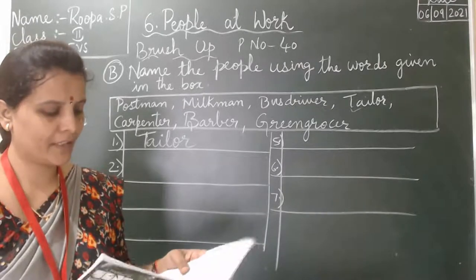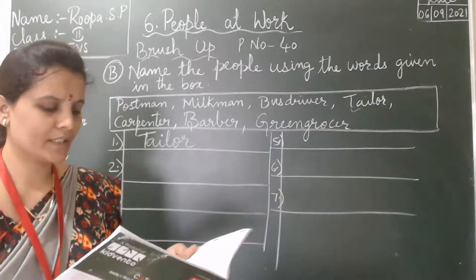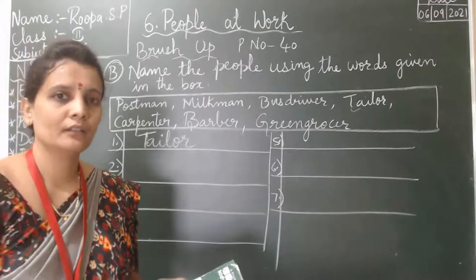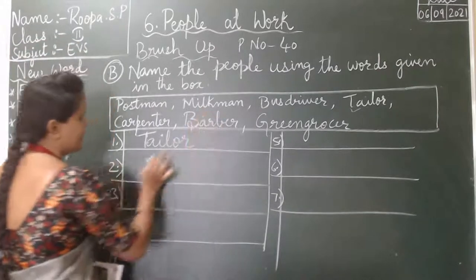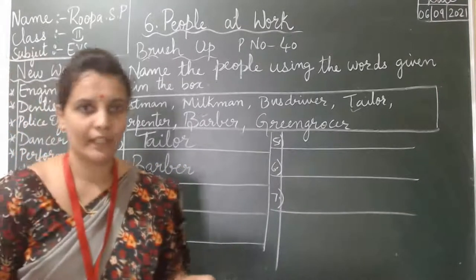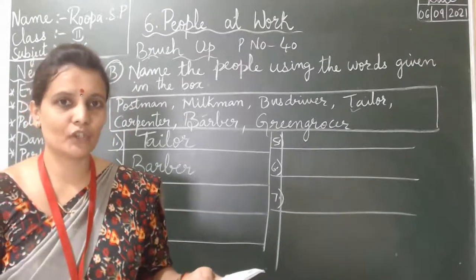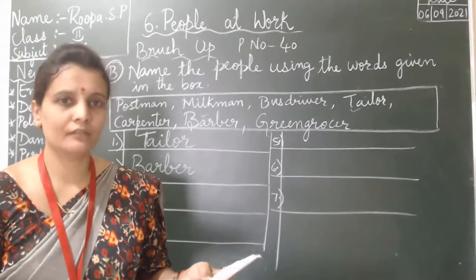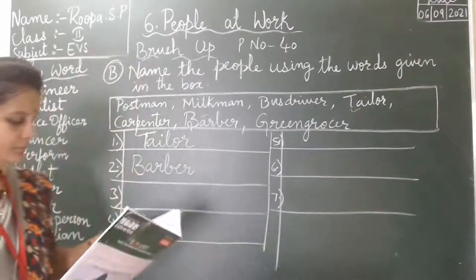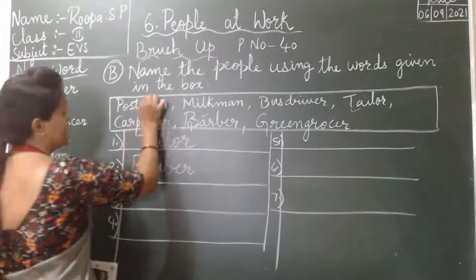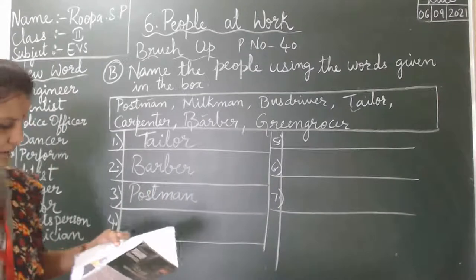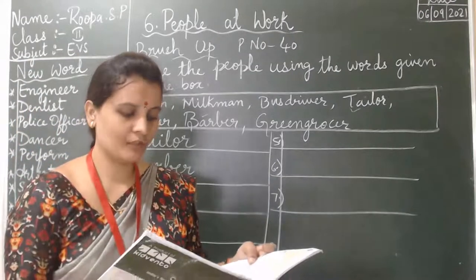Look at picture 2. What is that boy doing there? He is cutting the hair. Who cuts the hair? Barber. So write this word in blank 2. Barber cuts the hair. Then look at the third picture, children. Can you see a person in uniform? What is he doing? He is a postman. So write this third word in the third blank. Postman. Third picture is the picture of the postman.